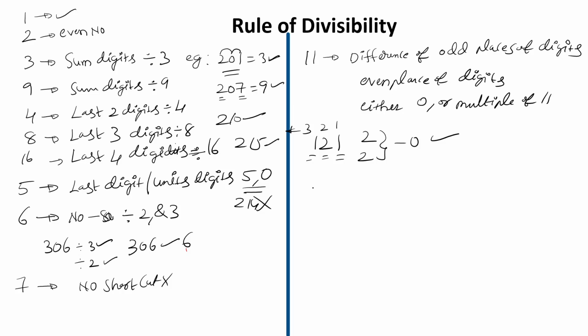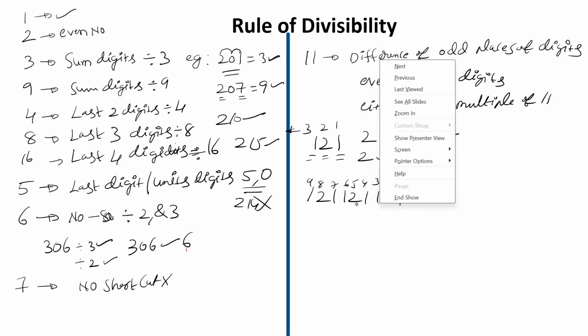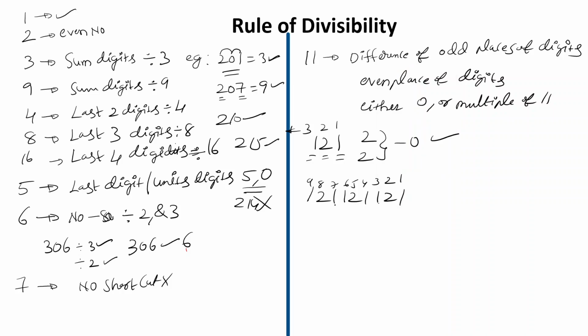Now if you see 121, 121 and 121, make it as 1, 2, 3, 4, 5, 6, 7, 8, 9. So these are the odd places, 1, 2, and 2 plus 2 is 4, and 4 plus 1 is 5, 5 plus 1 is 6.